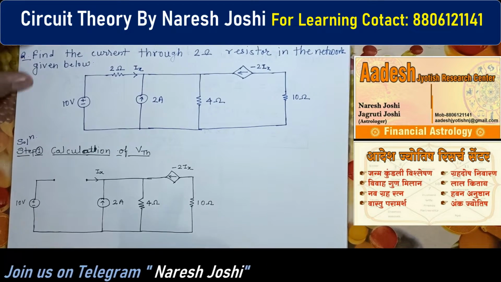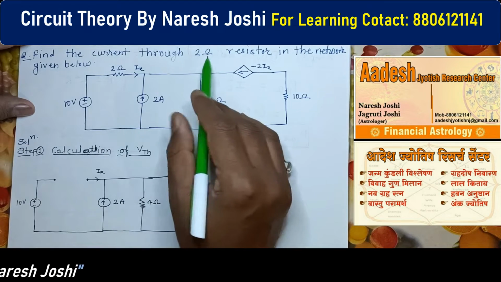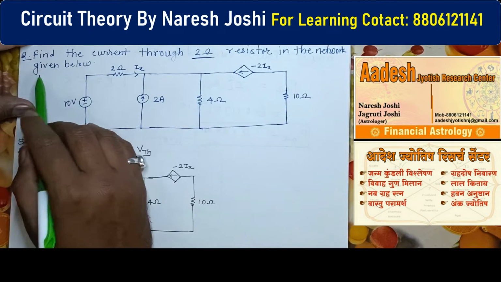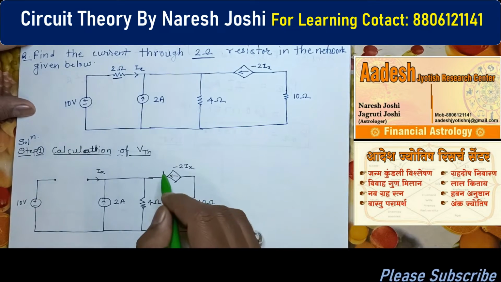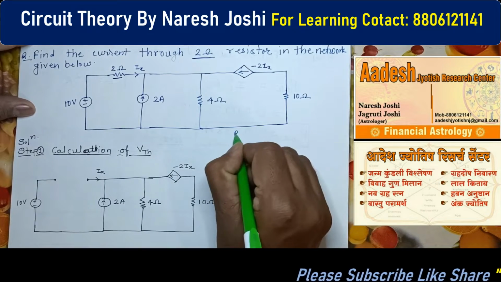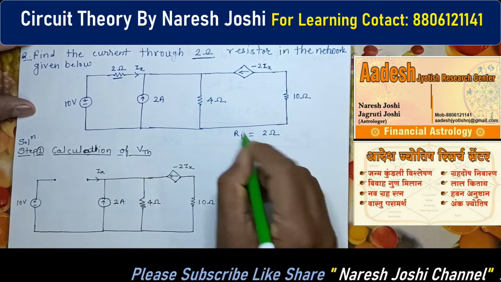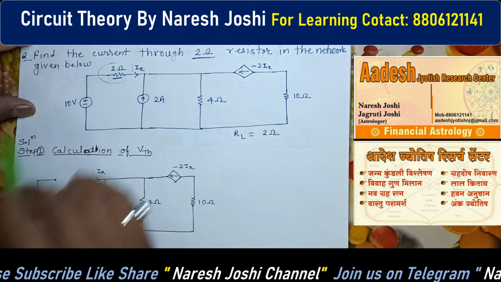So this is our question which is based on Thevenin's theorem. Find the current through the 2 ohm resistor in the network given. Here you can see this is the 2 ohm resistor, so it becomes our load resistance. RL equals 2 ohm. This becomes our load resistance, and we can consider this as the load branch.